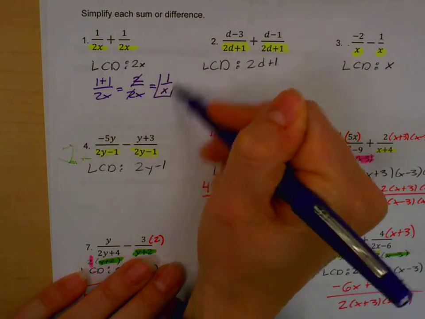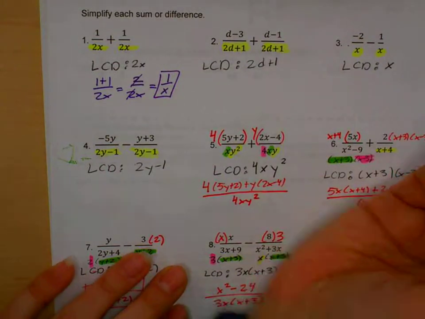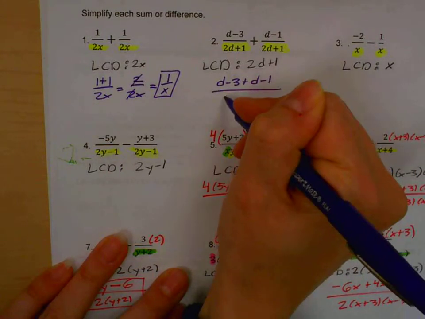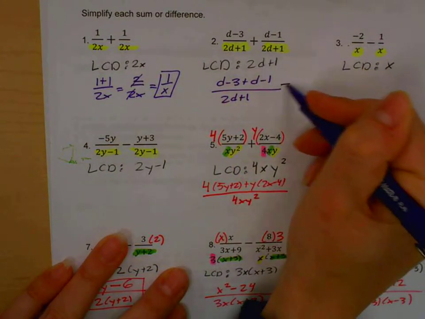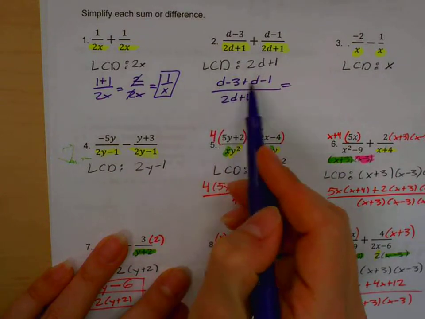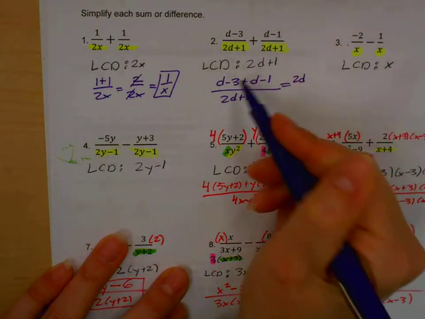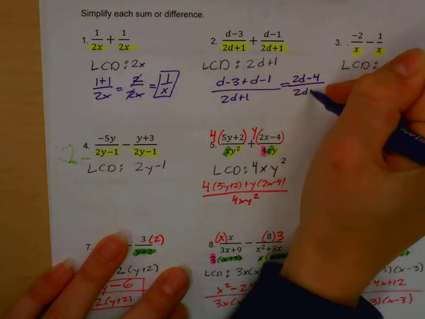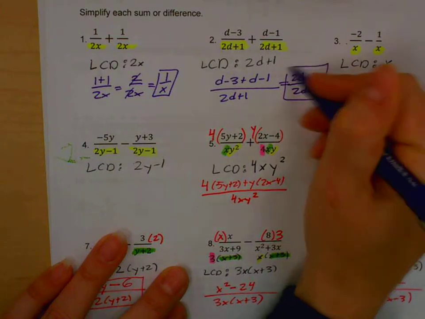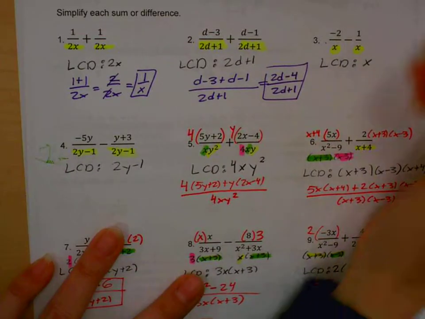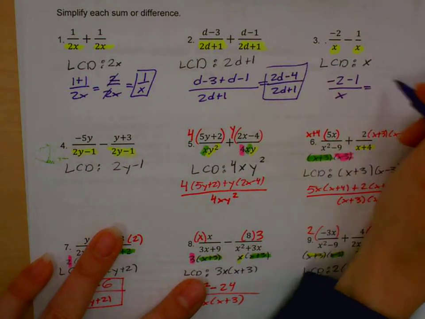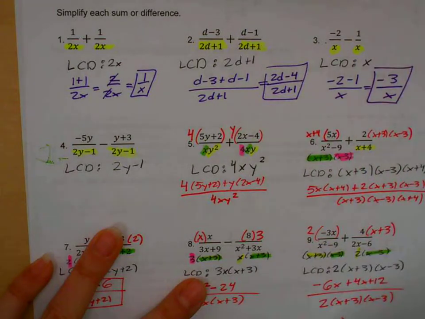1 over x. Second problem, we already had a common denominator. So d minus 3 plus d minus 1 over 2d plus 1. I look for like terms. D plus d is 2d. Negative 3 minus 1 is negative 4, all over 2d plus 1. Number 3, my common denominator is x, so negative 2 minus 1 over x. Those are like terms. My final answer is negative 3 over x.